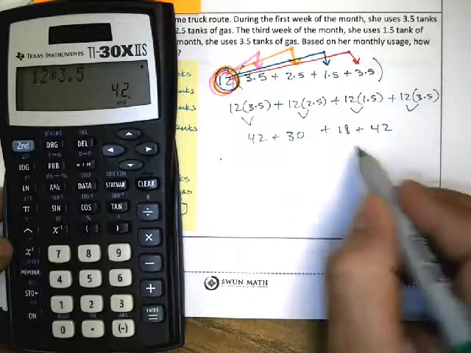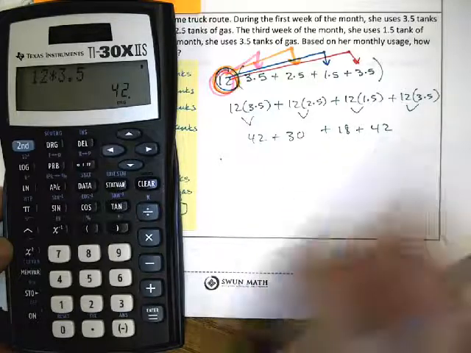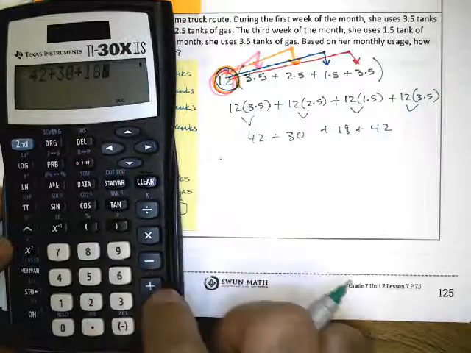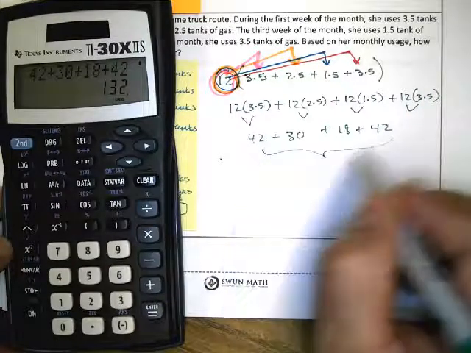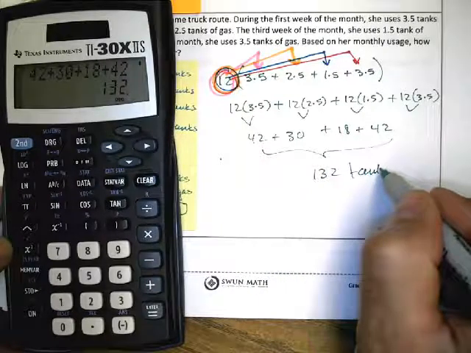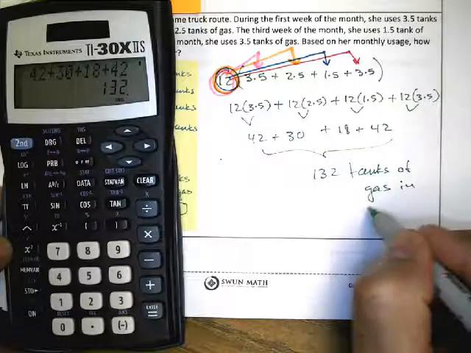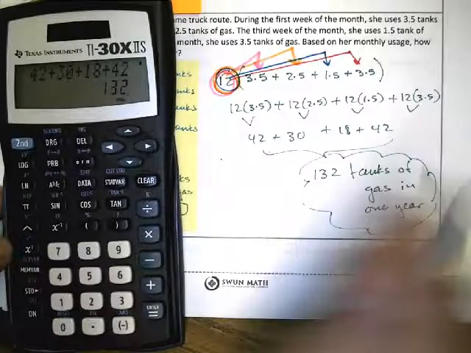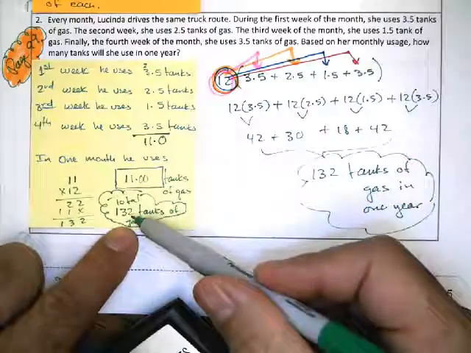And now what's left to do is add all my numbers, right? 42 plus 30 plus 18 plus 42. So 42 plus 30 plus 18 plus 42, and there it is. My total is 132 tanks of gas in 1 year. All right, and it matches my other answer. So 132 here, 132. So it's the same answer.